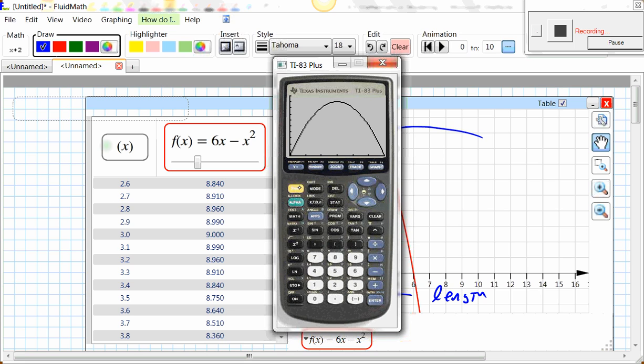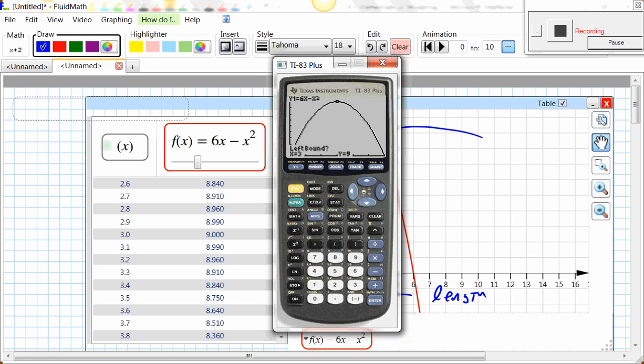Then I can go second and hit trace, and notice down here option number 4 will calculate a maximum for my function, so push enter. Okay, and you can see right here it's already blinking at the spot. Look, I have x is 3, y is 9. X again is the length of the wood, and y represents the area.